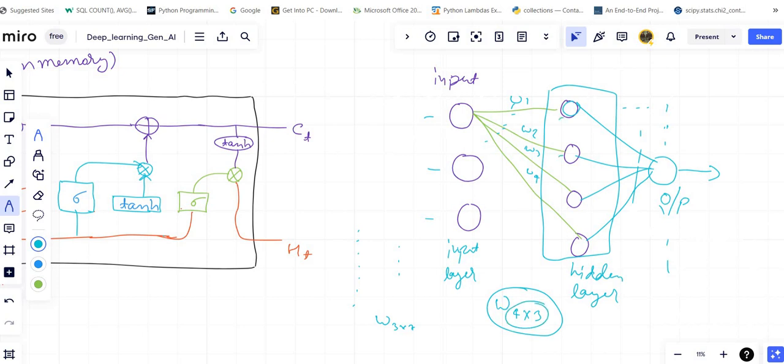And for every neuron there will be one bias, so there will be 4 biases. So between the input layer and the hidden layer there will be a total of 16 parameters, and these are called the trainable parameters. Trainable means which need to be trained or updated. And in these neurons there are multiple activation functions to introduce non-linearity in your network.